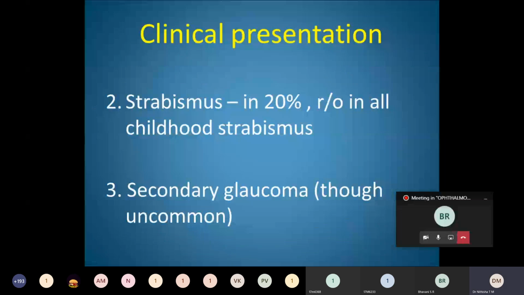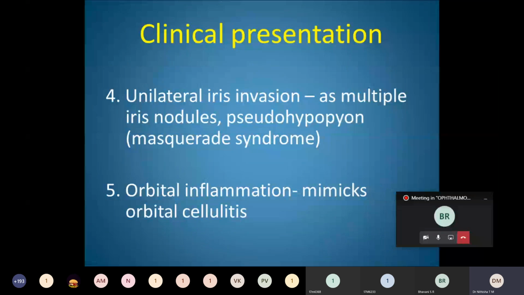The second commonest presentation is strabismus, which occurs in 20% of patients. You should always rule out retinoblastoma in all childhood strabismus. If there is strabismus in childhood, always rule out retinoblastoma. So the first is leukocoria, second is strabismus. Third can be secondary glaucoma, which is uncommon, but you should always rule it out. Fourth clinical presentation is unilateral iris invasion.